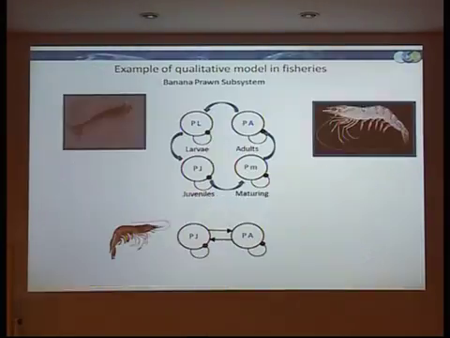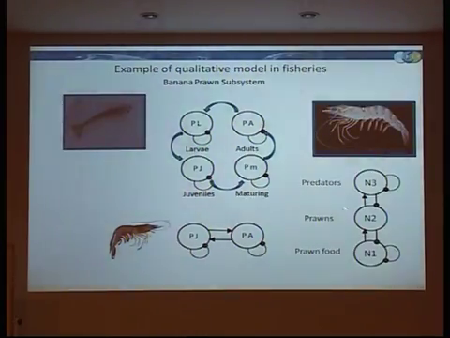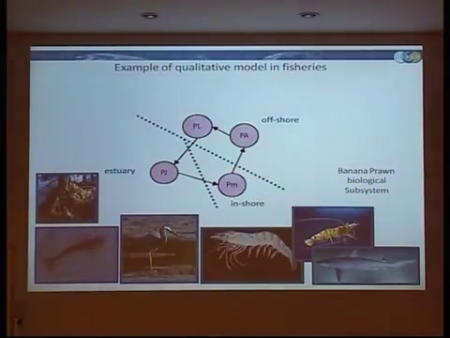So the qualitative model was built. Just starting from the bottom up, we have juveniles and adults again, and we have a relationship there. The larvae become juveniles and mature, right? So we have a predator-prey relationship here: there are predators of the prawns, and the prawns feed on food. So that's a qualitative model of that relationship there. Now we go and see if we can model that system.